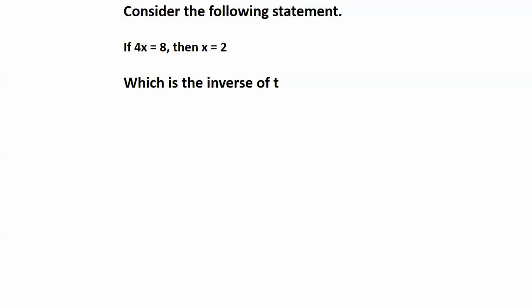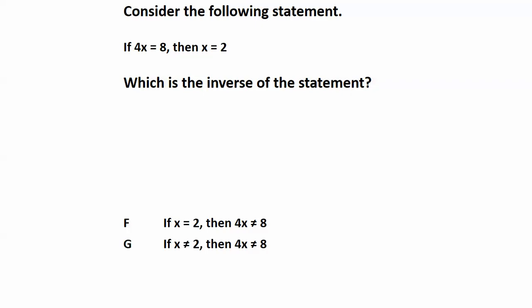Consider the following statement. If 4 times x equals 8, then x equals 2. Which is the inverse of the statement? F, if x equals 2, then 4x is not congruent to 8. G, if x is not equal to 2, then 4x is not equal to 8. H, if x equals 2, then 4x equals 8. Or J, if 4x is not equal to 8, then x is not equal to 2.